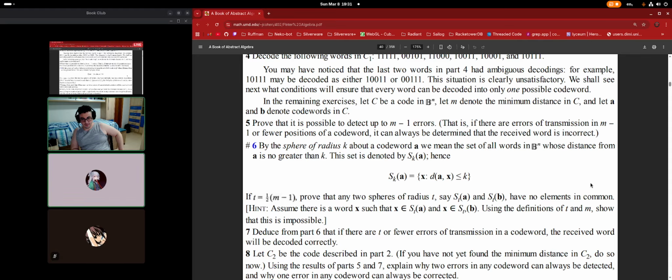Oh, so there will be a gap. If there's no overlap, no elements can be in common. Yeah. I see. Okay.